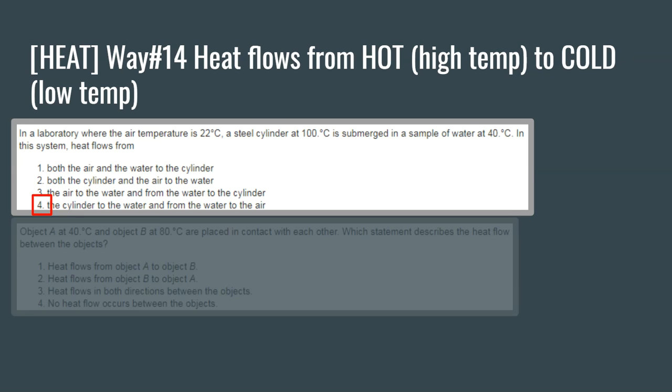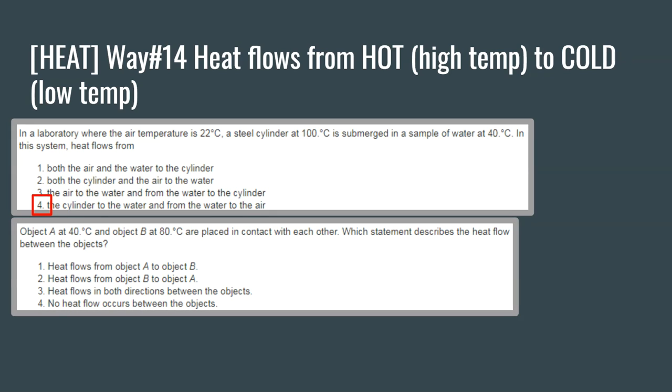Let's try another problem. Object A at 40 degrees Celsius and object B at 80 degrees are placed in contact with each other. Which statement describes the heat flow between the objects? Okay, note that object B is hotter than object A, and since they're in contact with each other, we would expect the heat to flow from object B to object A.